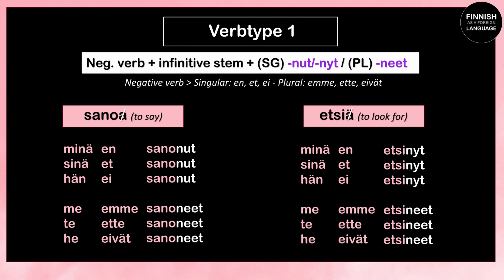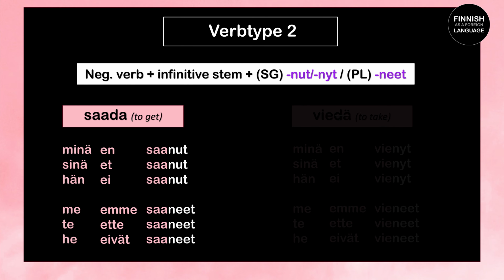Alright, now let's move on to verb type 2. Here it's pretty much the same as in verb type 1. The only difference is that in order to receive the infinitive stem, we have to remove either da or dä from the infinitive verb. Let's take a look at our examples. Saada means to get. Minä en saanut. I didn't get. Sinä et saanut. You didn't get. Hän ei saanut. He or she didn't get.